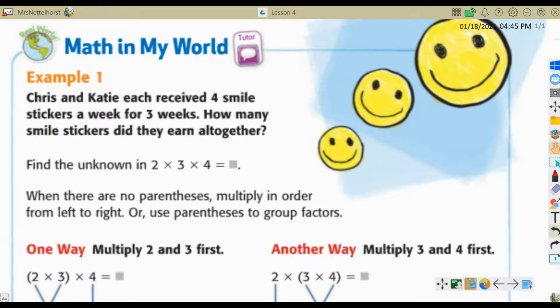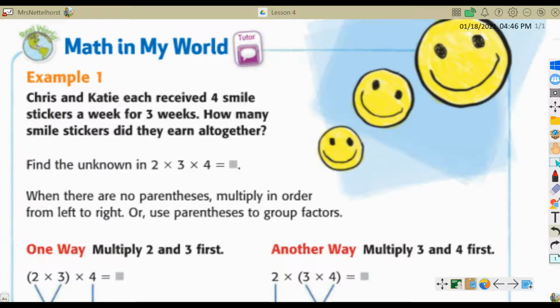Chris and Katie each received 4 smile stickers a week for, oops, I did it again. And I just got done talking about it. Okay. So let's try that again. Chris and Katie each received some smile stickers a week for some weeks. So now I know Chris and Katie are each getting some amount of smile stickers each week for some amount of weeks. So let's find out what those numbers are. Chris and Katie each received 4 smile stickers a week for 3 weeks.